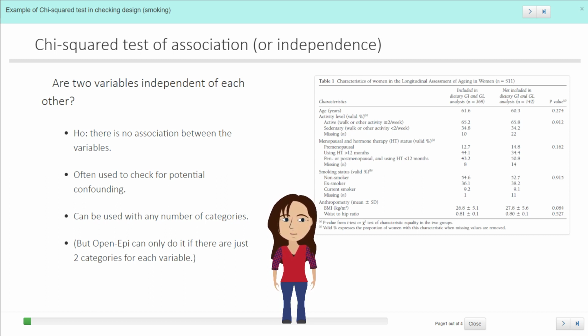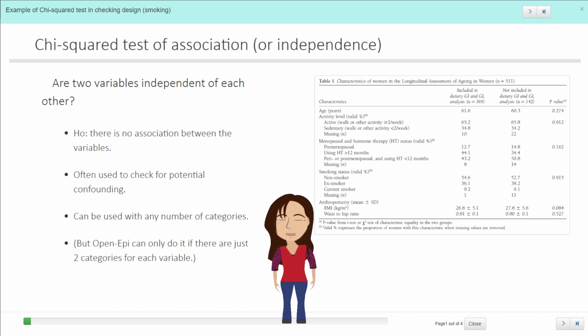So in the table of participant characteristics, rather than comparing two groups, they were looking to see, are the women who were included in the study similar to the ones who were not included, in case there was any bias in the selection of these women. So we're going to have a look at the smoking status, and we've got three levels: non-smoker, ex-smoker, or current smoker. We want to know, do we have the same proportion across those who are included and excluded?